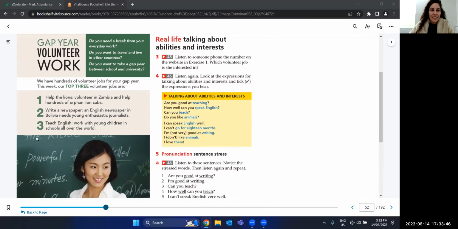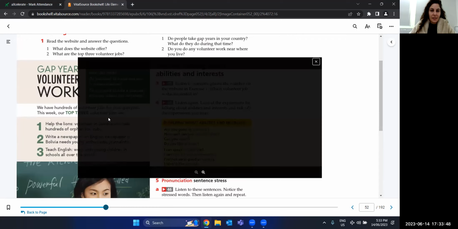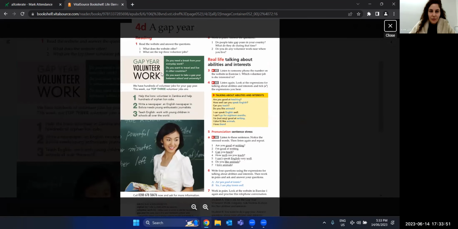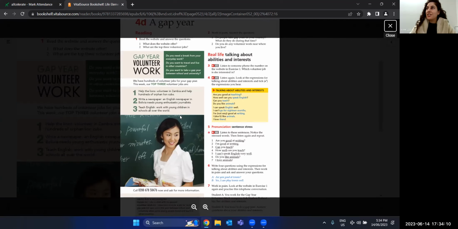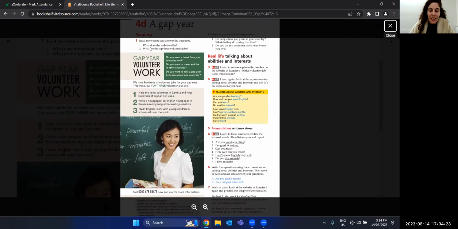So let's imagine that this is a website. So we can see here, we're going to imagine this is a website. So we've got a title, Gap Year Volunteer Work. And then there's a bit of here, reading, 1, 2, 3, and then there's an image. And then I can see that there's a phone number for more information. So let's imagine this is a website and we opened up the website and it says Gap Year Volunteer Work. Let's read it together and remember to answer these questions.